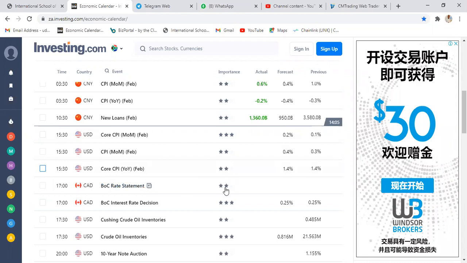Another very important news today is the Bank of Canada at 5 o'clock South African time. The Bank of Canada will be releasing an interest rate decision. The previous number was 0.25, and the forecast, which is what everyone across the board is predicting, is 0.25 also. If these numbers stay the same, there are multiple things that can happen to the Canadian dollar. So we need to look out for this one.